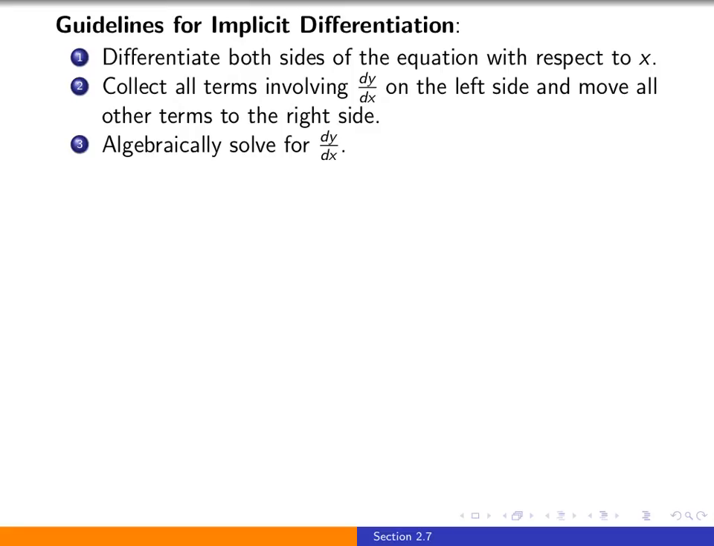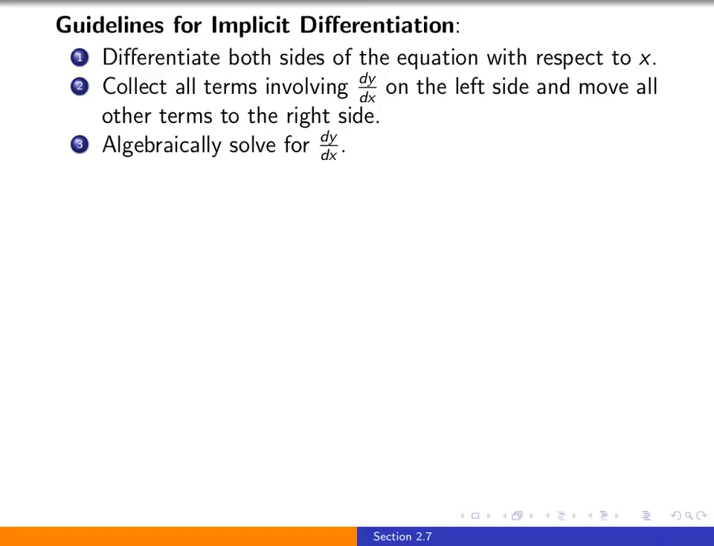Now, from a procedural standpoint, let me just note that when we are solving for dy dx via implicit differentiation, we follow the procedure we introduced in the previous example. Differentiate both sides with respect to x. Once we do so, you're going to have some dy dx terms present. And what we will need to do is algebraically isolate the dy dx. So collect all the dy dx terms on one side of the equation, say the left, move all of the other terms to the right-hand side, and then algebraically isolate, i.e. solve for, the dy dx.